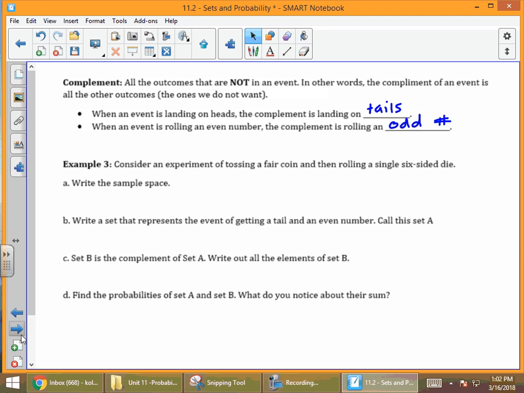That's the complement. It's everything that doesn't fit into a given event. I like to think of it as the opposite, leftovers, things like that.